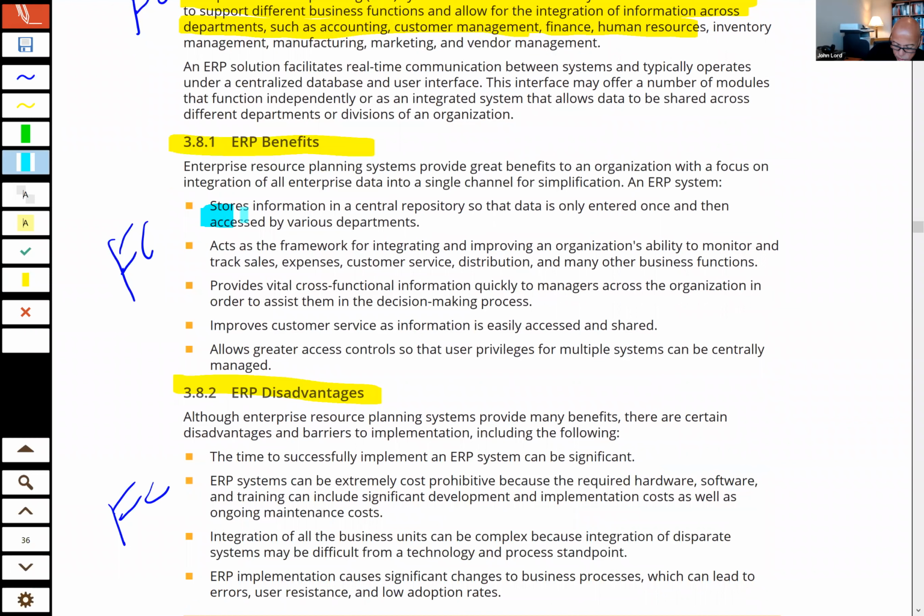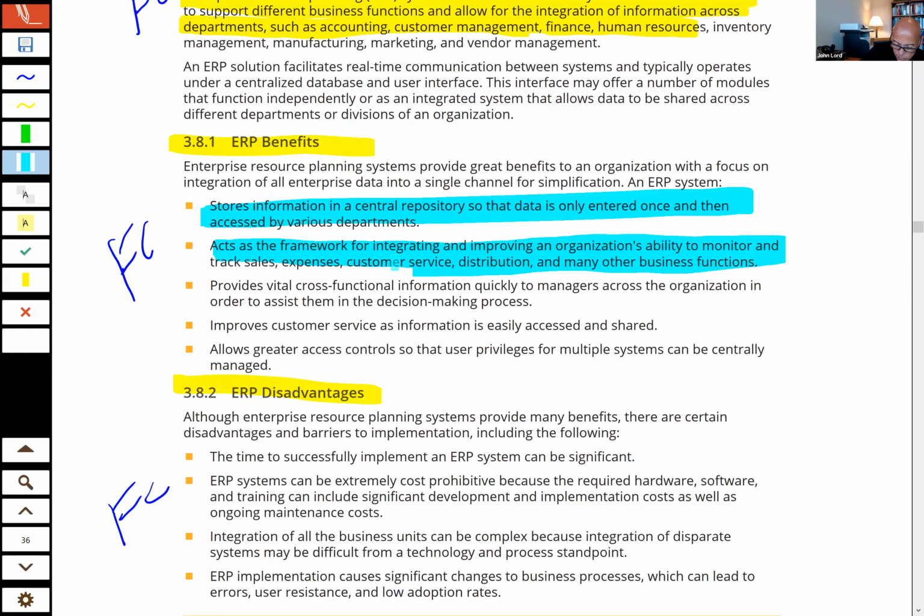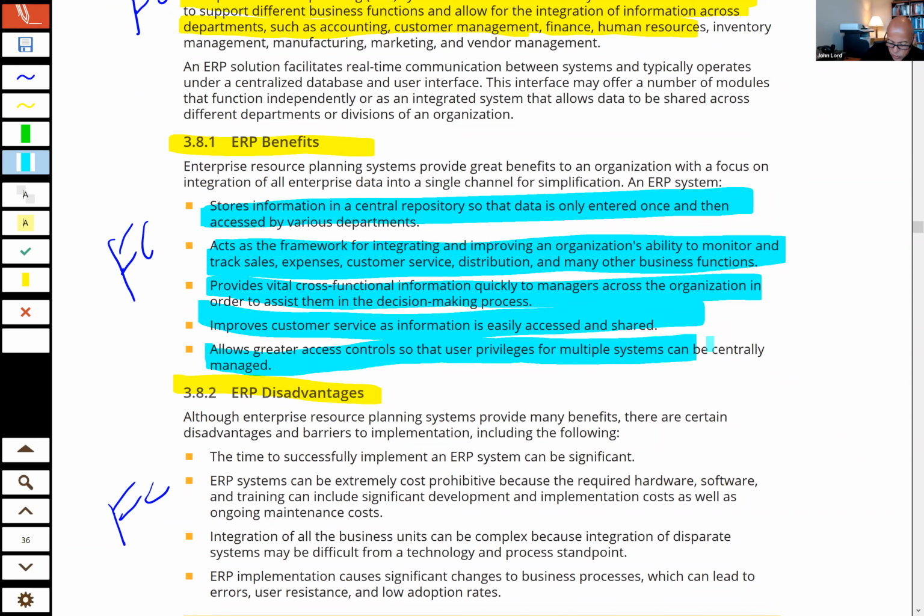So it stores information as a central repository, acts as a framework for integrating and improving the organization across functions, and provides vital cross-functional information. It improves customer service as information is easily accessed and shared, and allows greater access control so that user privileges for multiple systems can be centrally managed.